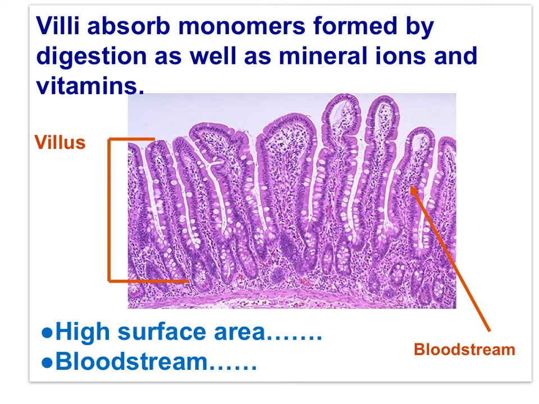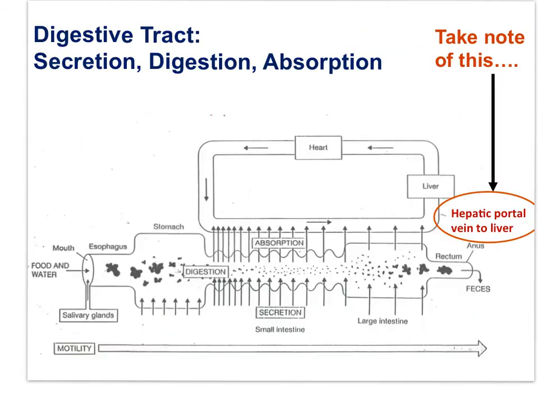Villi absorb monomers formed by digestion, as well as mineral ions and vitamins, because of the high surface area and the close proximity to the bloodstream. And as the monomers of digestion, as well as mineral ions and vitamins, move into the bloodstream, the blood moves to the liver for processing of nutrients.